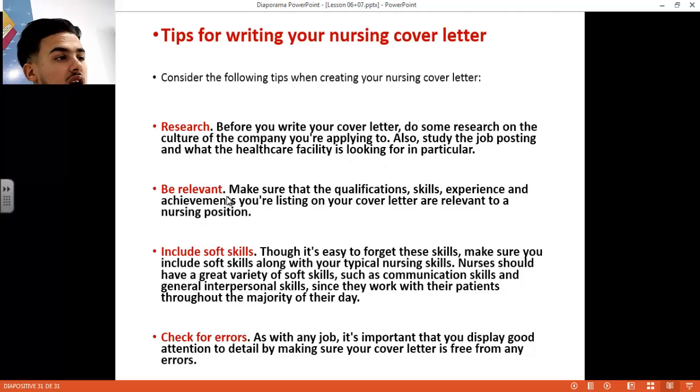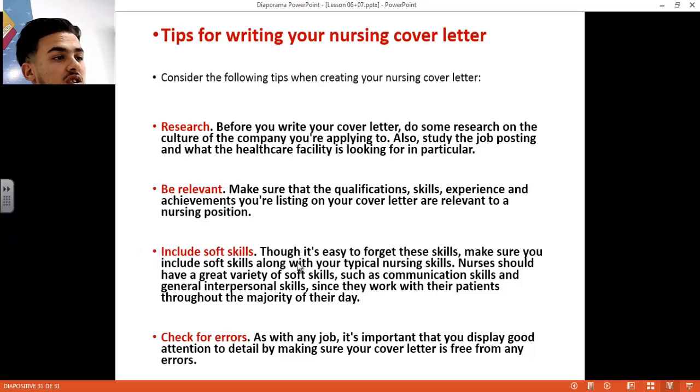Be relevant and not talk too much, of course. Make sure that the qualifications, skills, experience and achievements you are listing on your cover letter are relevant to a nursing position. So, when you're applying for a nursing position, for example, you are not obliged to talk about your cooking abilities or your sports, so talk only about your nursing capacities.